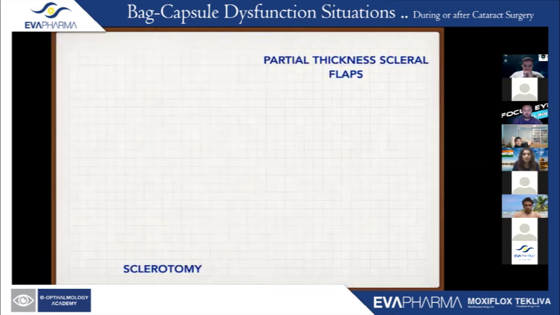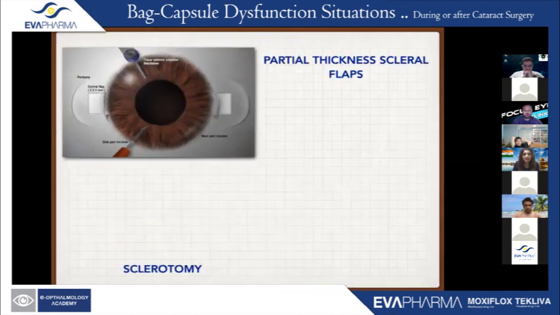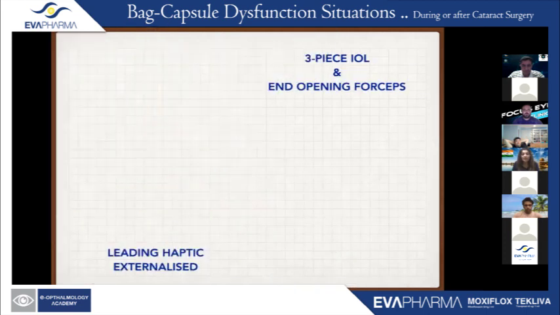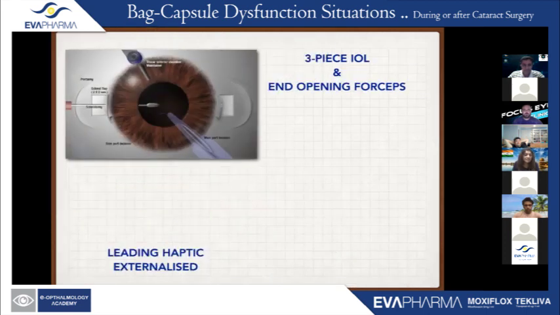Going ahead, the next step is making 2 partial thickness scleral flaps, which you see here. There are 2 flaps, 180 degrees opposite to each other. Once you have made these flaps, you make a sclerotomy with a 22 gauge needle, which you are seeing here beneath the flaps. The sclerotomy is to be made at the proposed site from where you are going to get your haptics externalized.